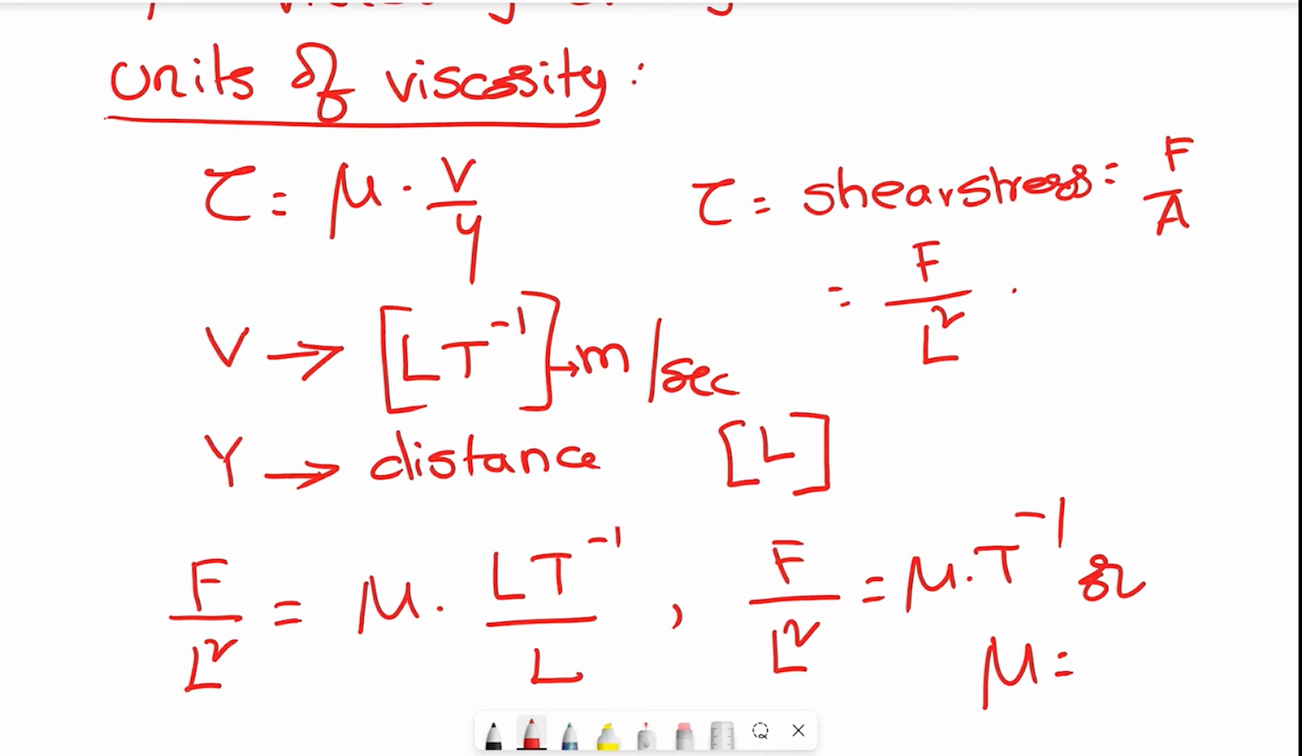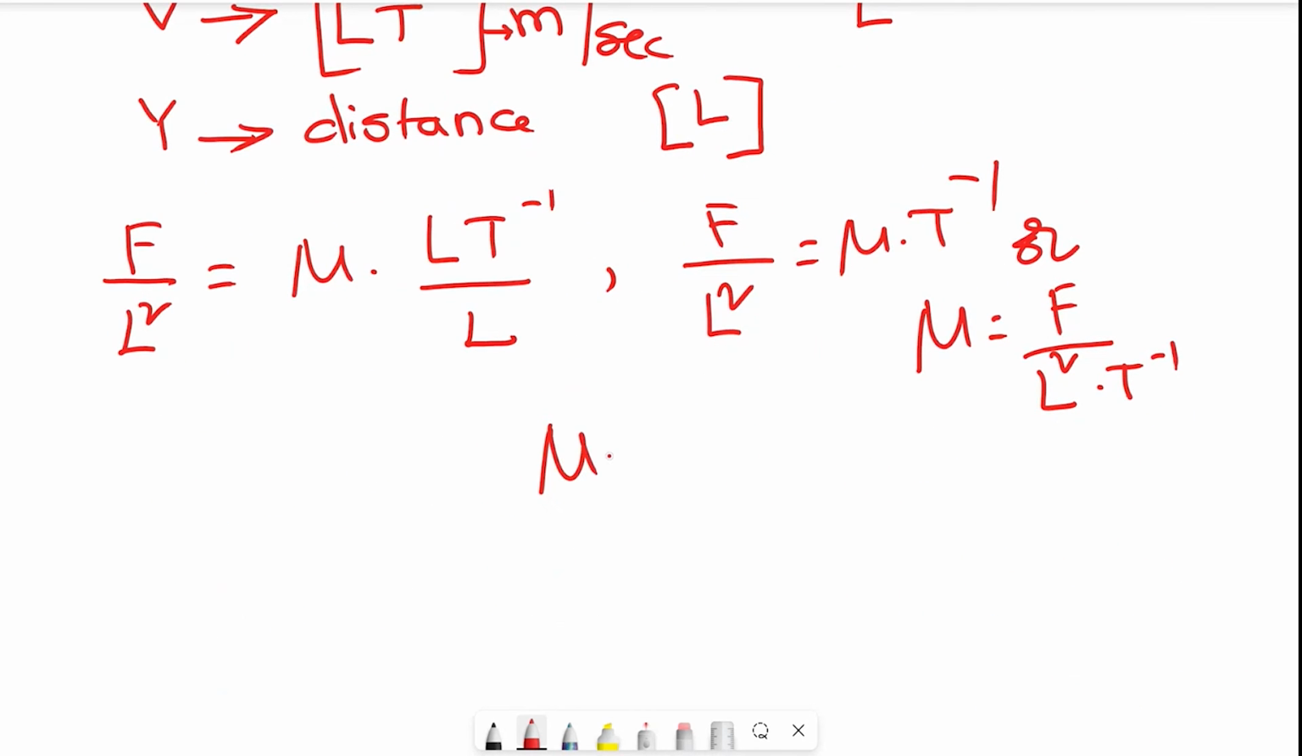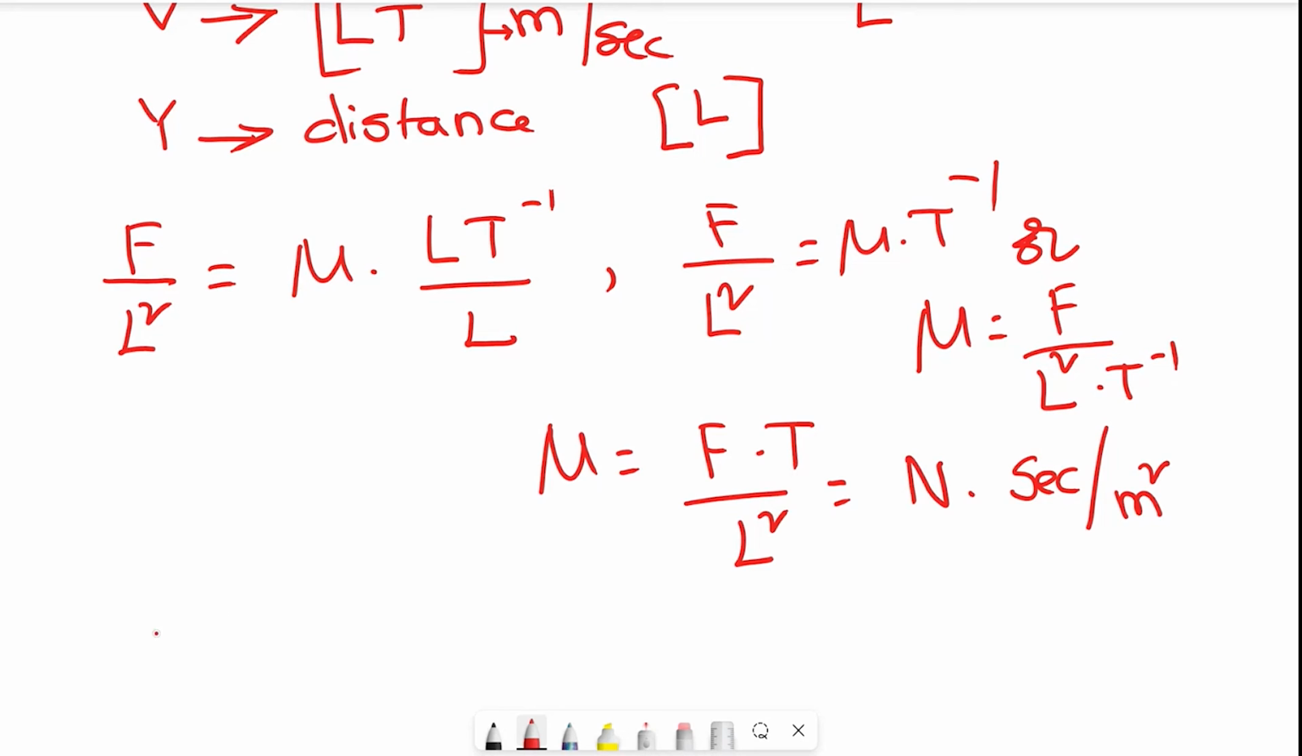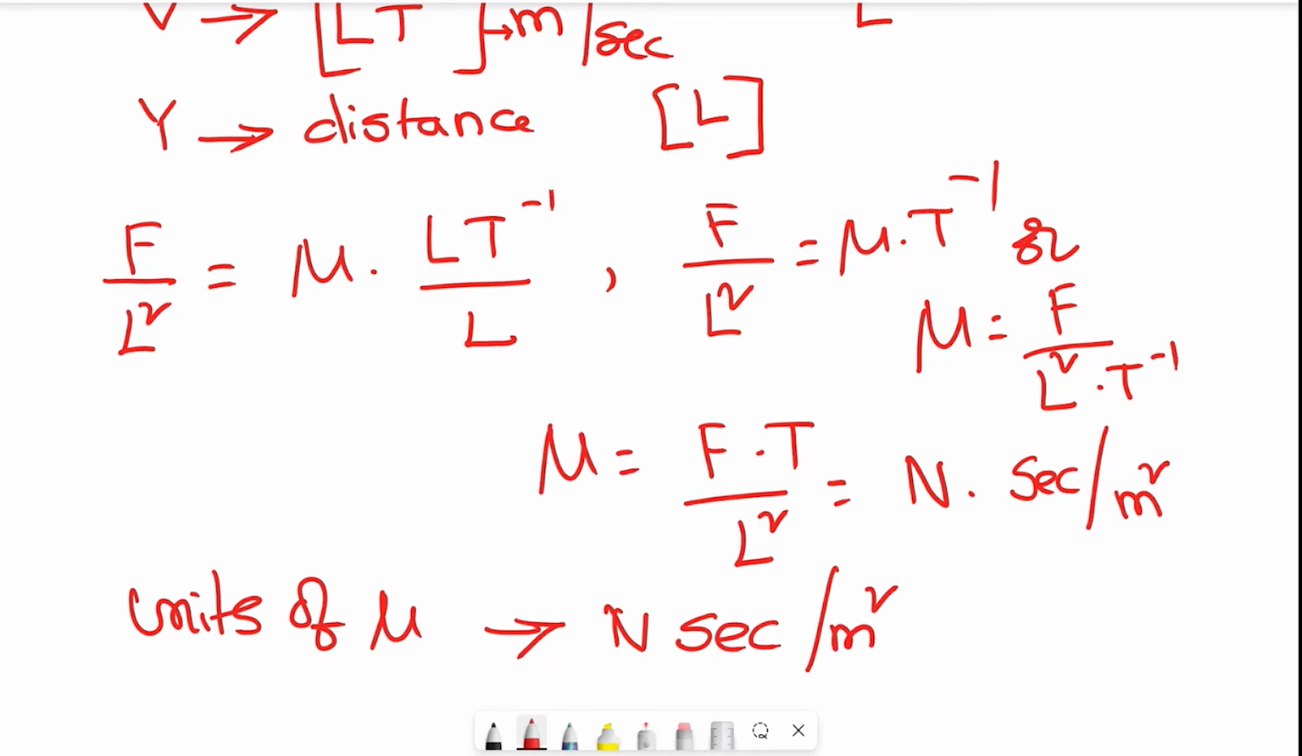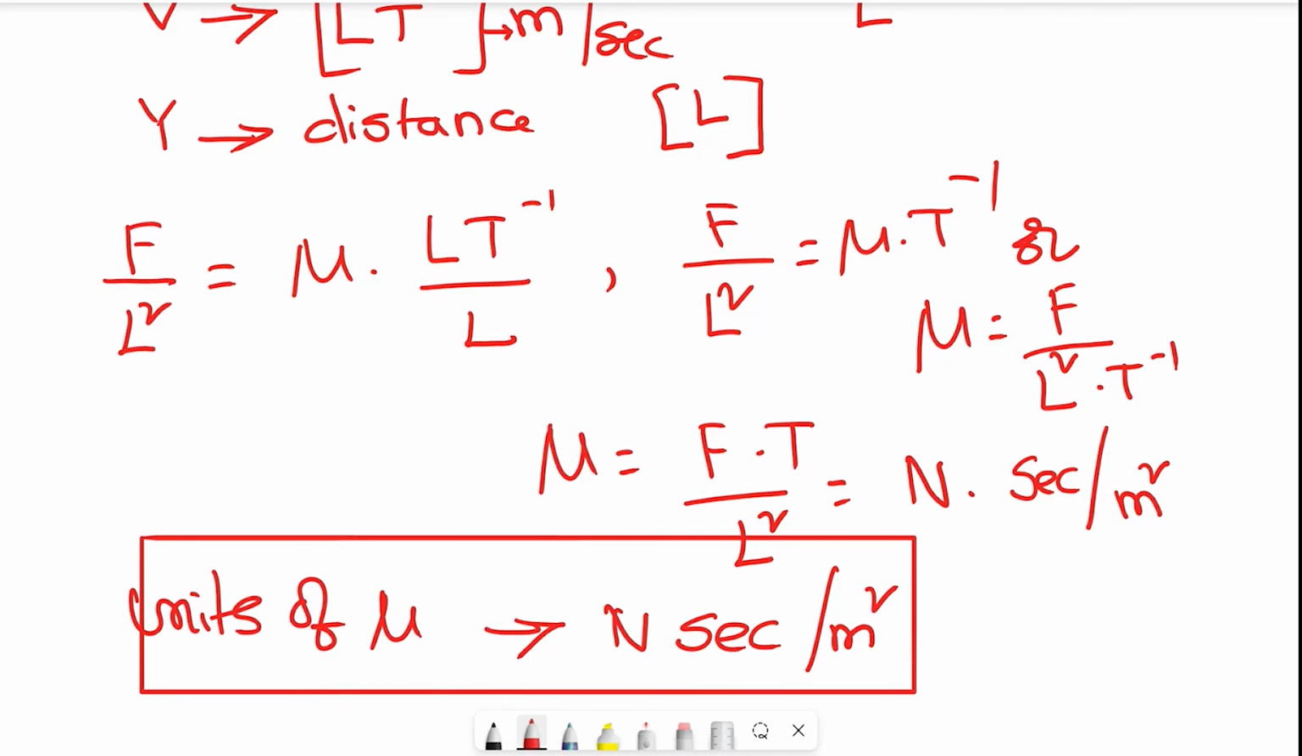Mu is equal to F by L square into t minus 1 inverted, or otherwise mu is equal to F into t by L square. What is the unit of F? You know it, it is Newton. Time unit is second. Length unit is meter. So what are the units of dynamic viscosity? Units of mu is Newton second per meter square. This is very important, you should remember this.